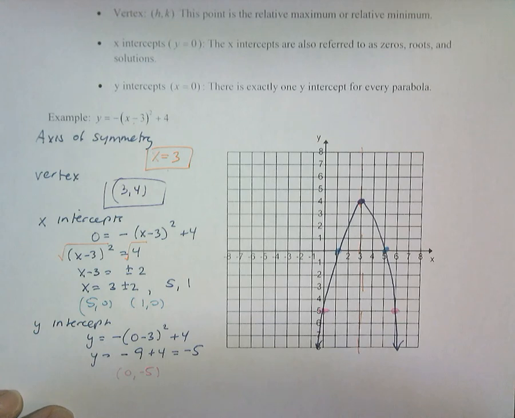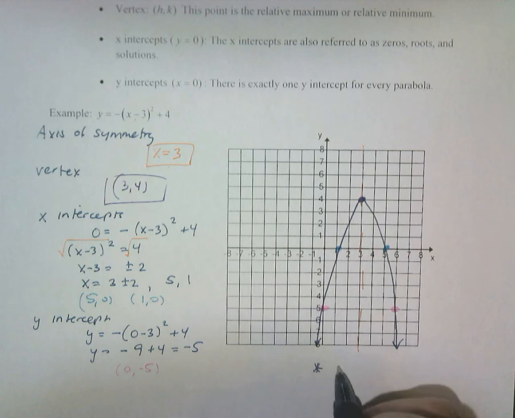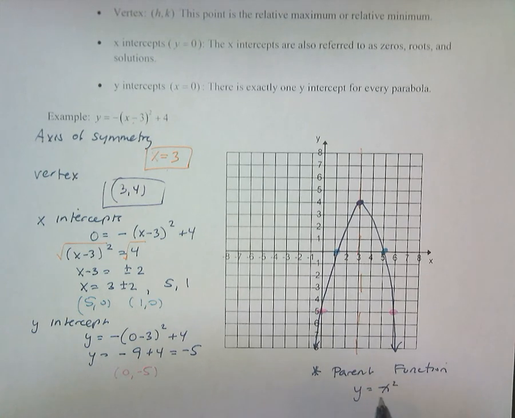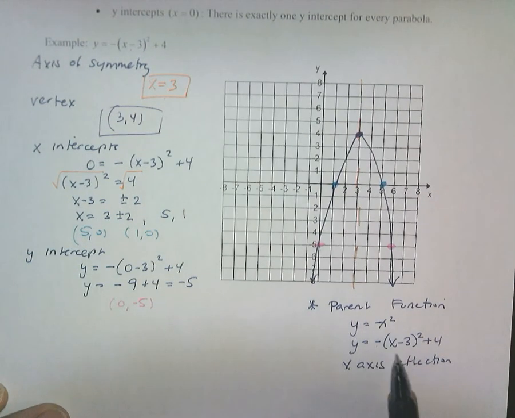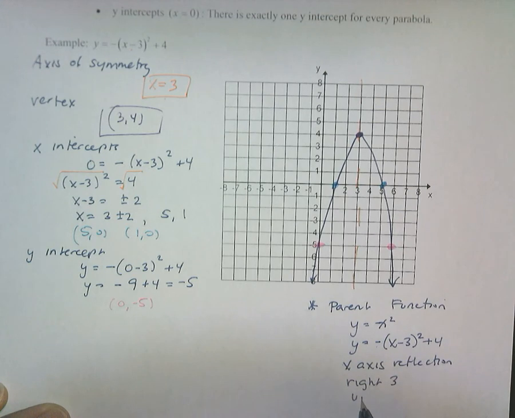it looks like that. I prefer this one because, like I said before, the parent function is going to be y equals x squared. This negative (x minus 3) squared plus 4. This negative in front gives an x-axis reflection. This minus 3 means it's right 3. This positive 4 means it's up 4. All of these 3 things here gives me the transformation.